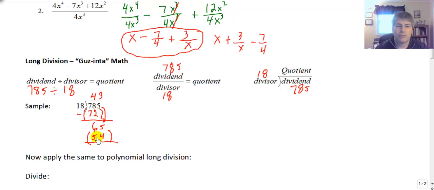So then we subtract 54. Notice I'm putting that in parentheses and then subtracting the entire quantity. That's a skill that we're going to need in just a few minutes. So 65 minus 54 is 11. And so we have a remainder of 11/18. So 18 goes into 785 43 times with a remainder of 11/18.